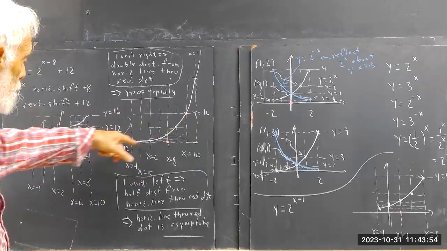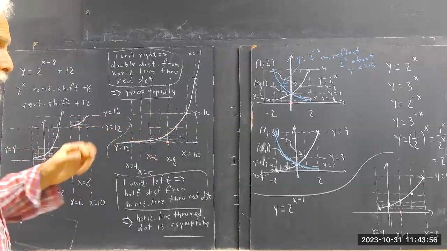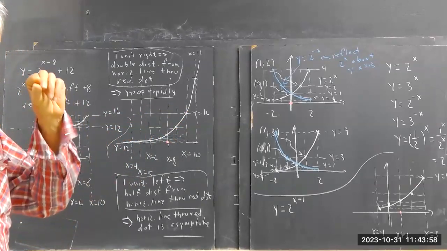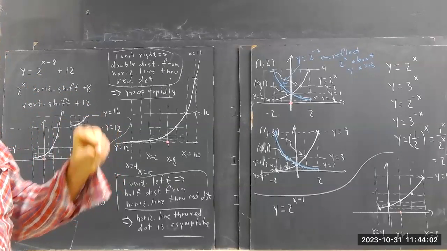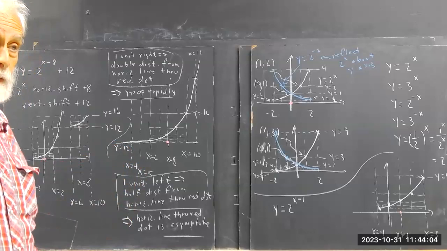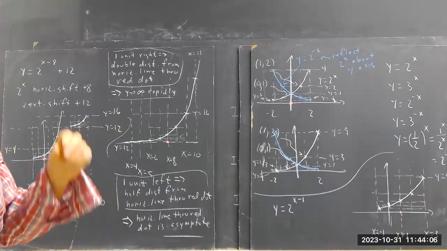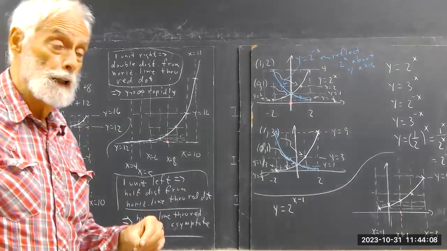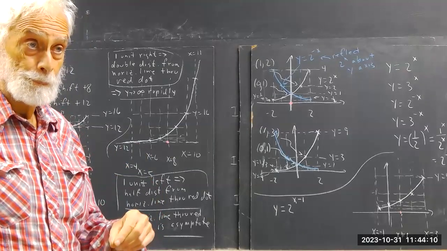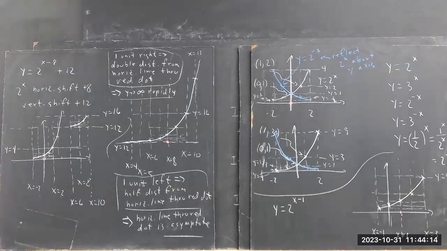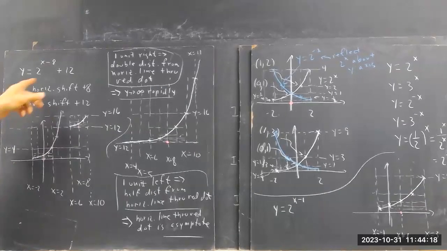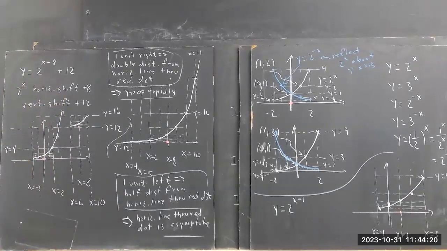And the curve for the graph is infinitely thin, and they never merge. They look like they merge when we graph it, but they don't merge. They look like they merge if you graph it on your calculator, but they don't merge. Okay, well, that's the graph of y equals 2 to the x minus 8 plus 12.